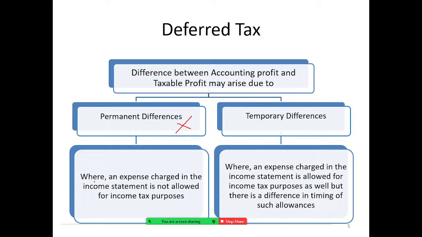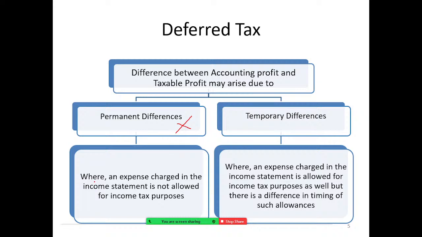When you are arriving at accounting profit, it's purely accrual basis. Agreed or not? Yes, agreed. When you arrive at taxable profit, you have both accrual basis as well as cash basis. So due to that, there are chances for the differences to arise.